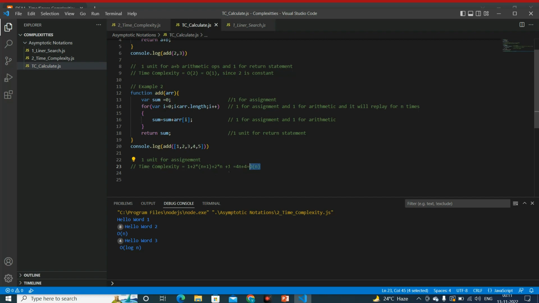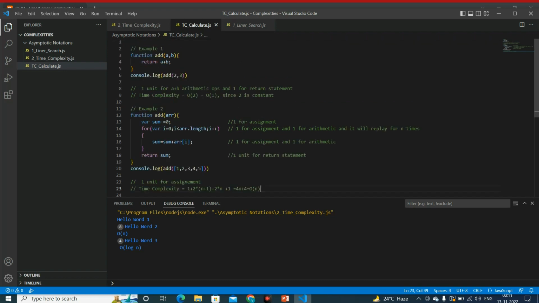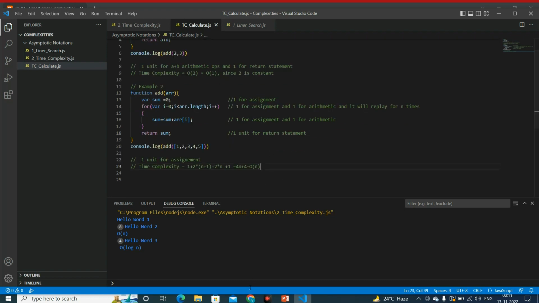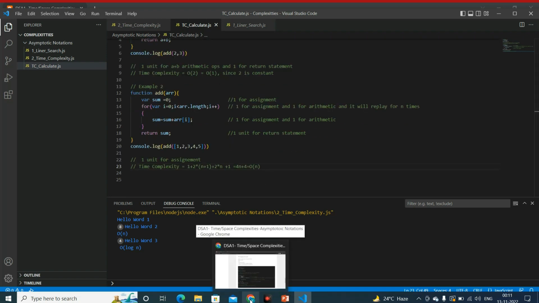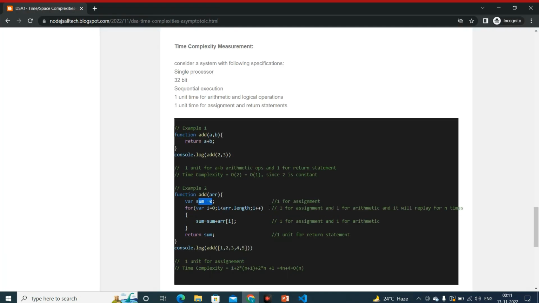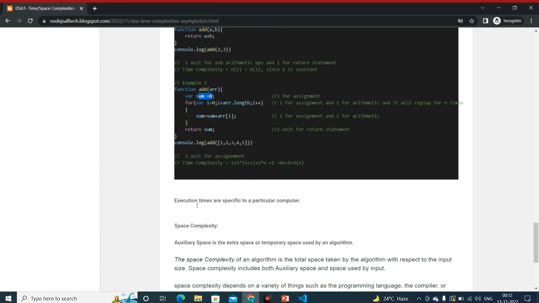Again, this is the way through which we are calculating the time complexity. It is not necessary that 1 unit will be there for assignment. We just take the scenario to measure the time complexity. So time complexity always differs system-wise, and execution times are specific to a particular computer. So the execution time also differs system-wise.